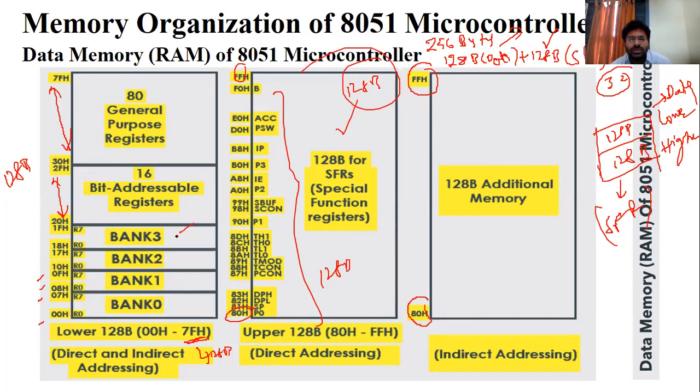Suppose we are accessing bank 3. You just write the program. Bank 3 again has 8 registers; this is 8 registers, this is 8 registers, this is 8 registers. How do we access these 8 registers within bank 3, bank 2, bank 1, bank 0? For those registers we have the codes. These codes are available, so the codes are stored at the SFR registers.